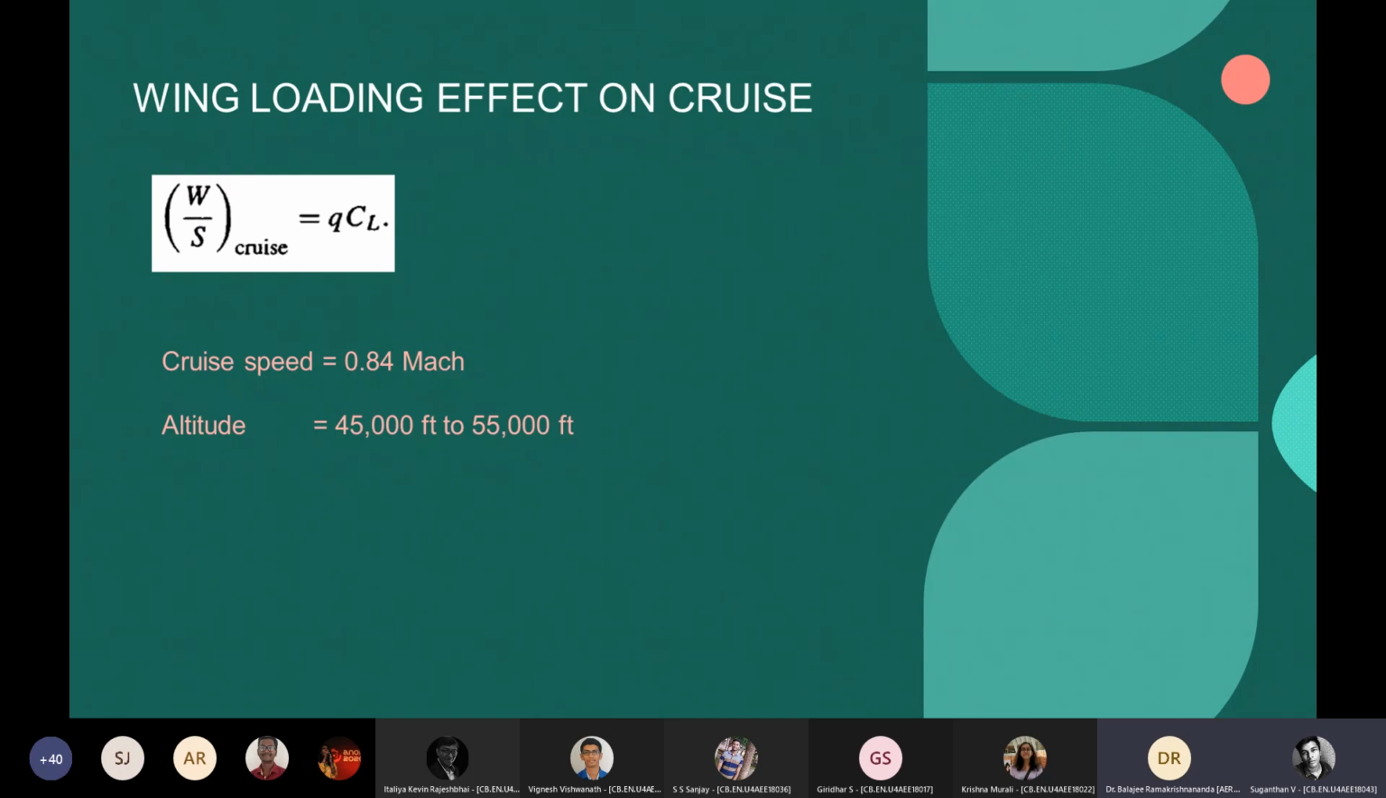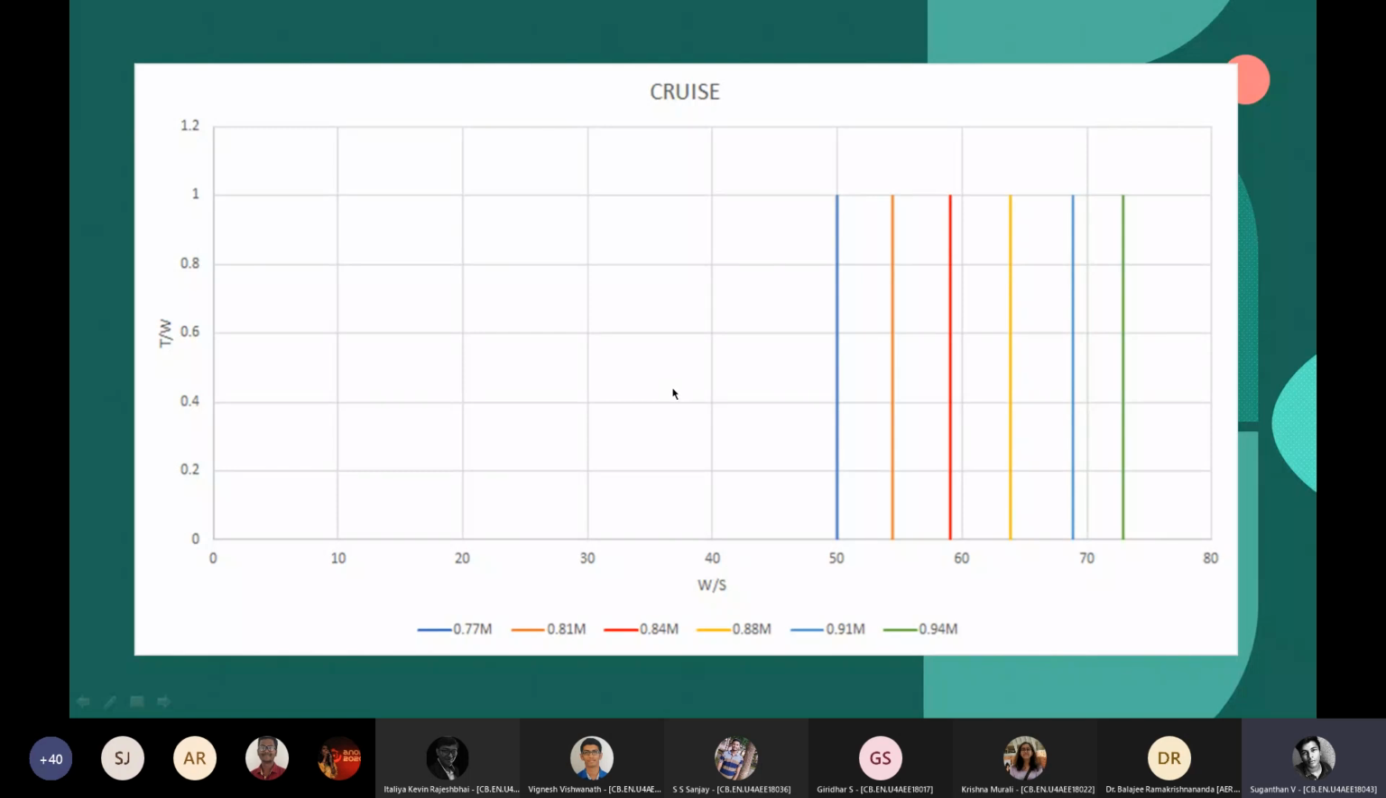Okay. So the cruise speed: the maximum speed was given to us as 1,000 kilometers per hour. From that we assumed a lower value for the cruise speed, 0.84 Mach, which comes out to be 900 kilometers per hour. The cruise altitude varies from 45,000 feet to 55,000 feet, and the graph is this. We took 0.84 Mach as our constraint line, and towards the right of that is feasible.